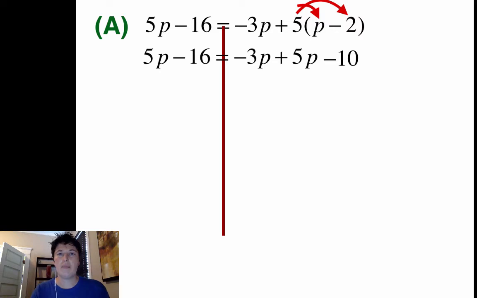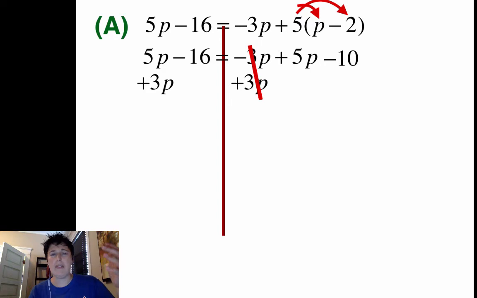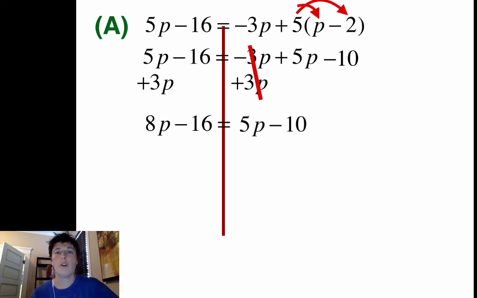Now we've got to get those variables all piled up on the left or the right side. It actually doesn't matter. I'm going to go left on this one. I'm going to add the 3p over. I'm going to get rid of it. 5p plus 3p is going to give me 8p. So I have 8p take away 16. And then what's left on the other side? Well, I still have 5p take away 10.